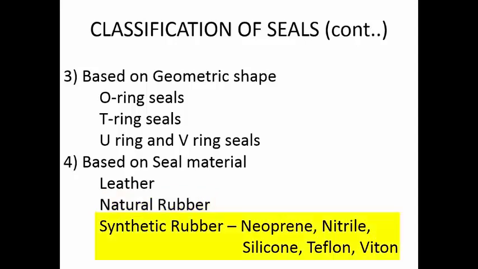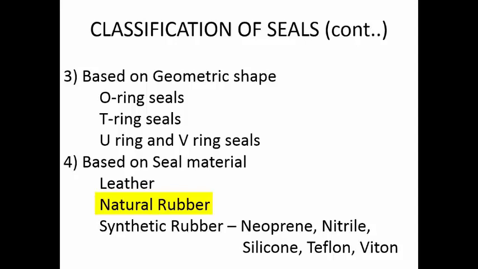So we got the synthetic rubbers. There are different types of synthetic rubbers. Again, natural rubber will not have very good properties in the presence of moisture or in the presence of some kinds of hydraulic oils. It will not have very good pressure withstanding capability, and it does not have very good temperature withstanding capability. Because of all these reasons, nowadays natural rubber is very rarely used as a seal material.